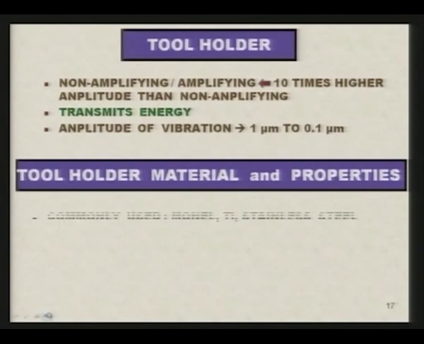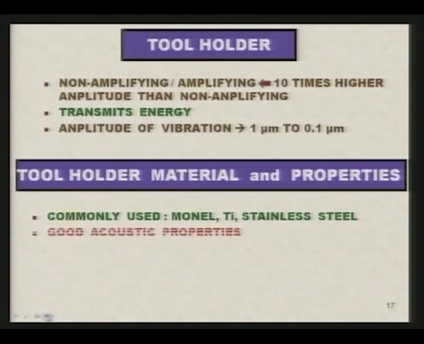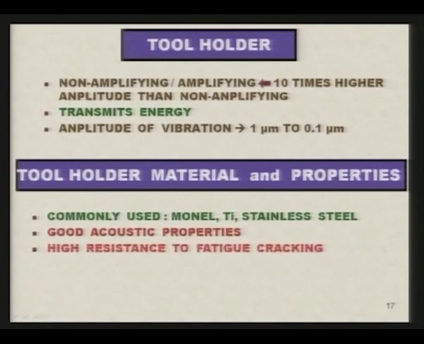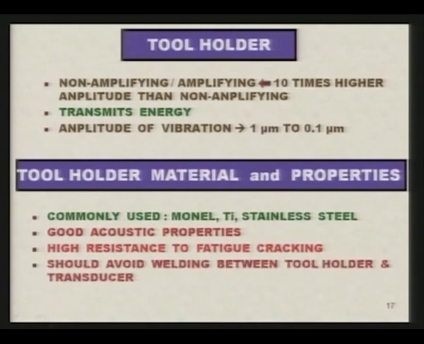Tool holder material and its properties. Commonly used tool holder materials are monel, titanium, stainless steel. It should have good acoustic properties. It should have high resistance to fatigue cracking, and it should avoid welding between tool holder and transducer during function or during working.